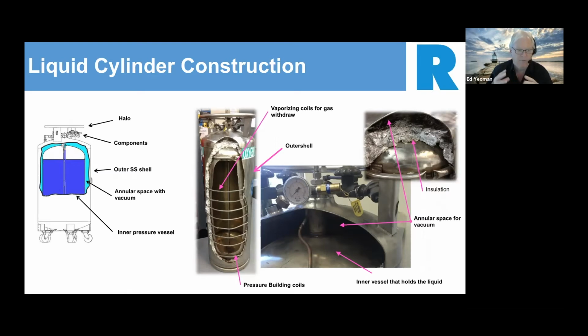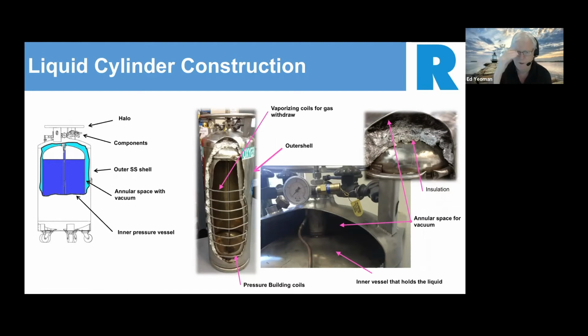And then you have the super insulation, and you have also some of the functioning elements with the tubing that's used to create the pressure builder in the gas. This is just showing you some of the basic components: the inner vessel, the annular space, the outer shell, we'll call it the top components that are used to operate the cylinder, and then the halo that's there. That's really a DOT design requirement to protect the upper components should anything fall onto the cylinder or the cylinder should fall over. Helps protect those components.